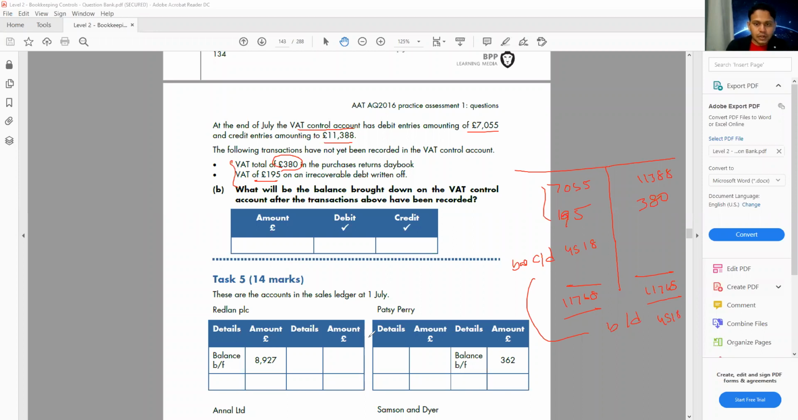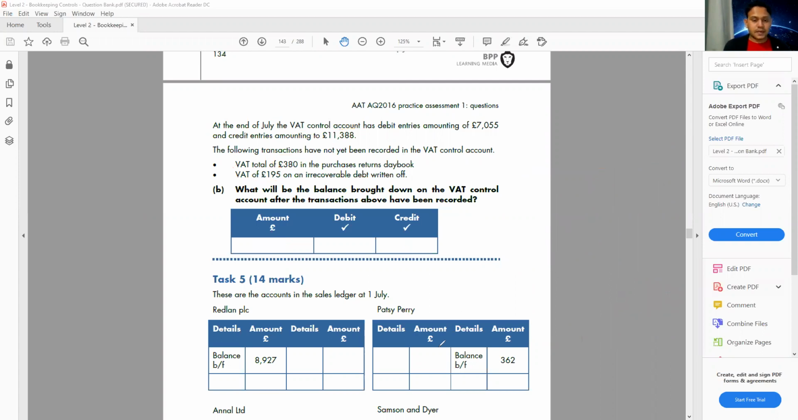All right, so now we'll write down the amount here, that is 4518. And is it a debit balance or a credit balance? Remember, if the balance b/d is on the credit side, it is a credit balance; if the balance b/d is on the debit side, it is a debit balance. So always follow the balance b/d. The balance b/d is on the credit side, so I'm going to say it's a credit balance. All right, so let's move on to the next question.